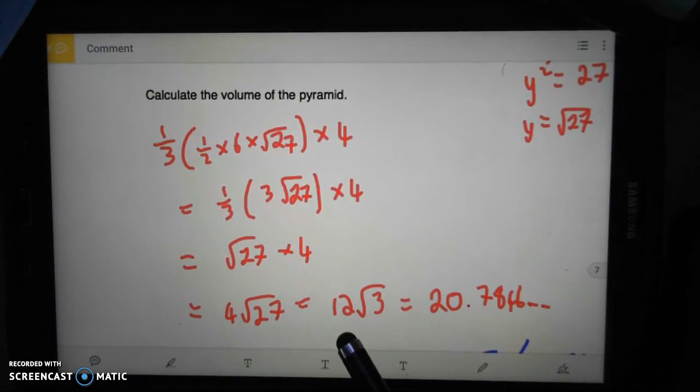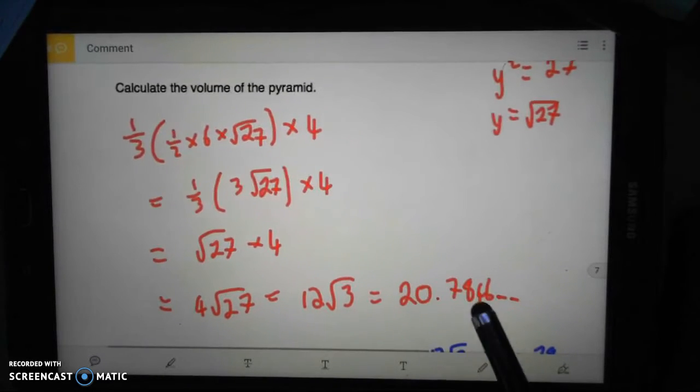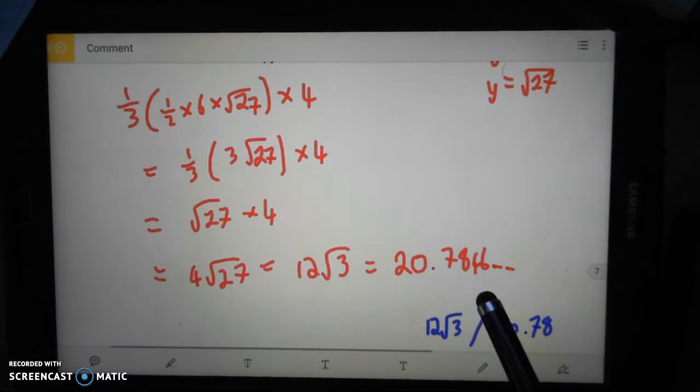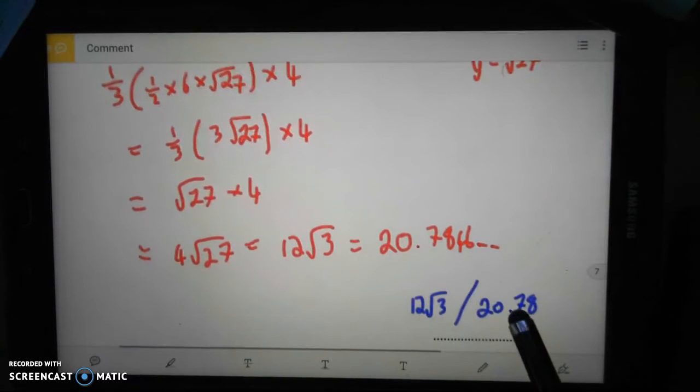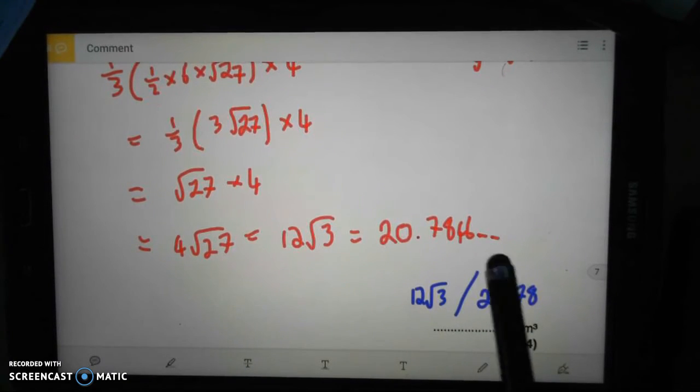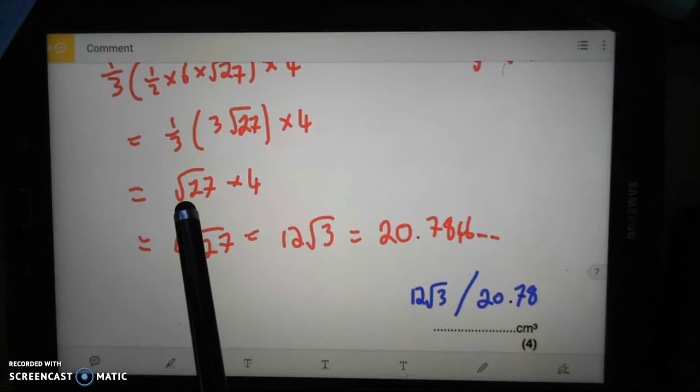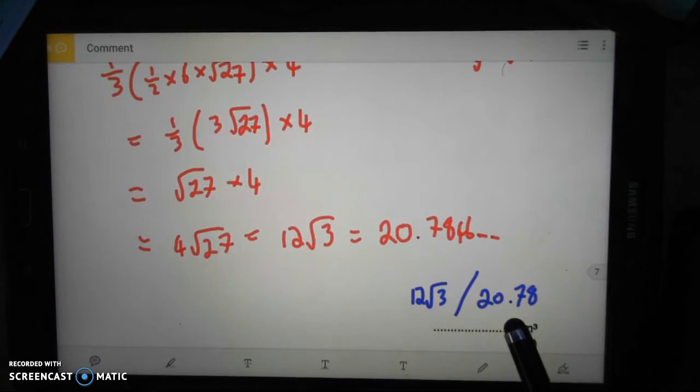Now this is going into surds, which is a slightly harder topic, but if you don't know that, you can just put this in your calculator. Just do square root of 27 and then times it by 4 and you should get 20.7846, or 20.78 centimeters cubed.